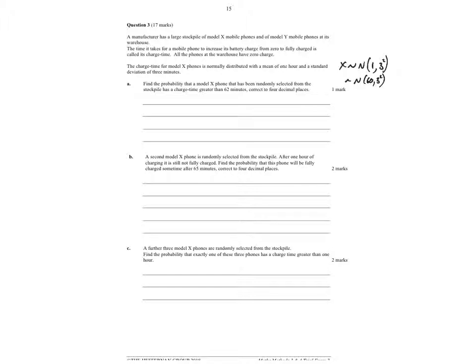Find the probability that a model X phone, randomly selected from the stockpile, has a charge time greater than 62 minutes. So we need the probability that X is greater than 62, which is simply going to be equal to our normal CDF. I always forget which way we put this in. I'm going to go with 62 as the lower bound, and I'll put infinity as the upper bound, as long as we have a suitably large enough number, and that's equal to 0.2525 to 4 decimal places.